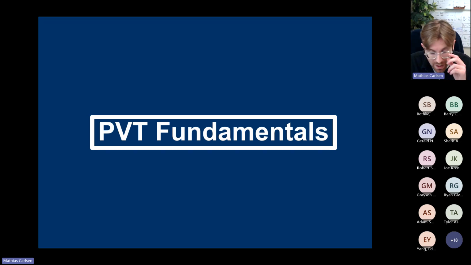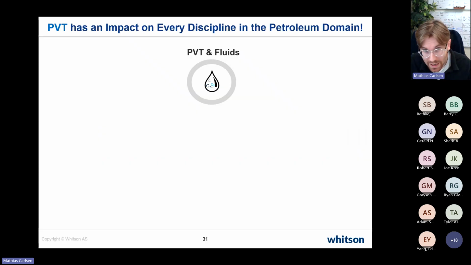The reason PVT is important is that it is probably one of the very few things that has an impact on every single discipline in the petroleum domain.